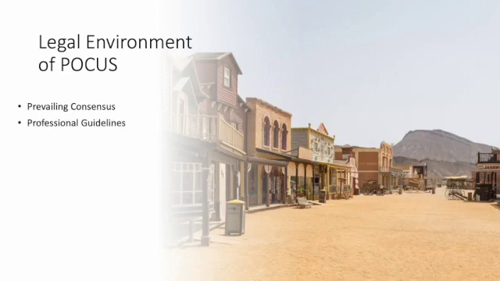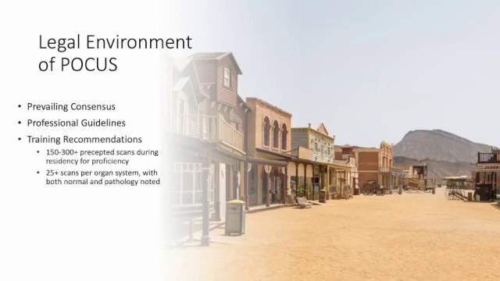Now, there are some professional guidelines available with a variety of organizations, and there are some training recommendations that have recently come out, which are consistent with the AIUM, the ACEP, and other guiding bodies. So we hope that you will get at least 150, closer to 300 would be better, precepted scans during your residency. And if you do so in a variety of organ systems and your confidence level is strong and you're passing all of our assessments, then we would say that you are proficient in point of care ultrasound and give you a certificate of proficiency on your final letter when you graduate.